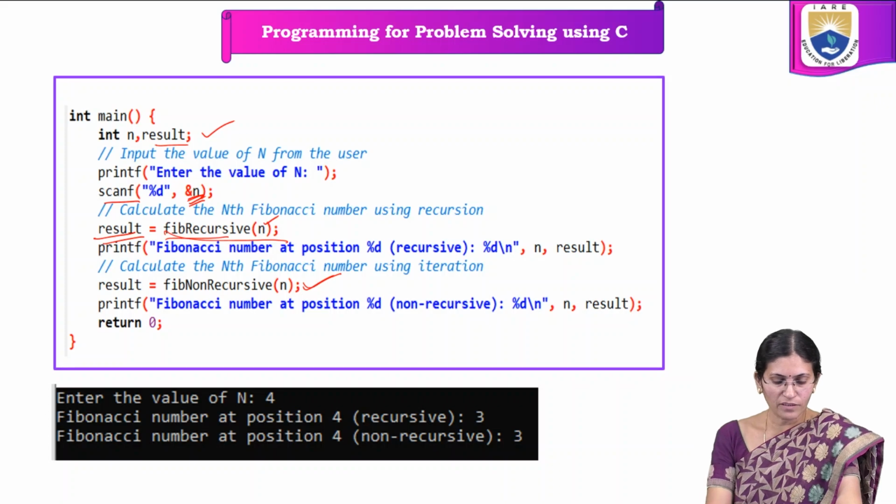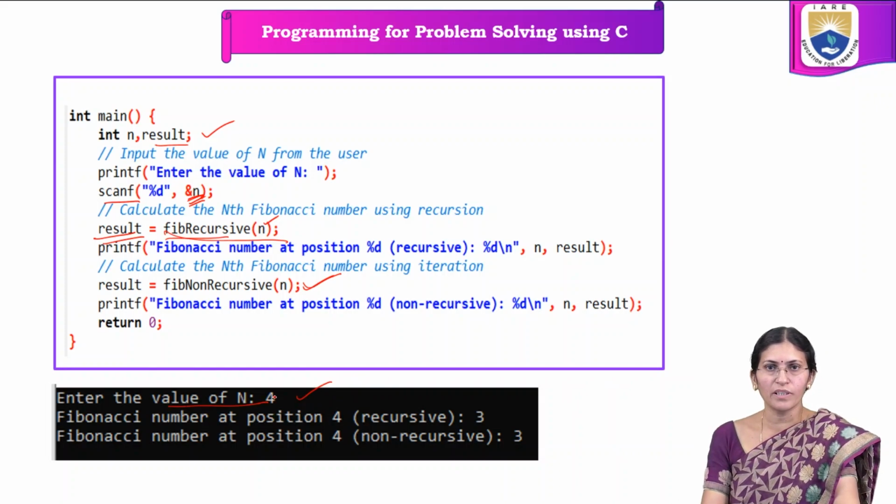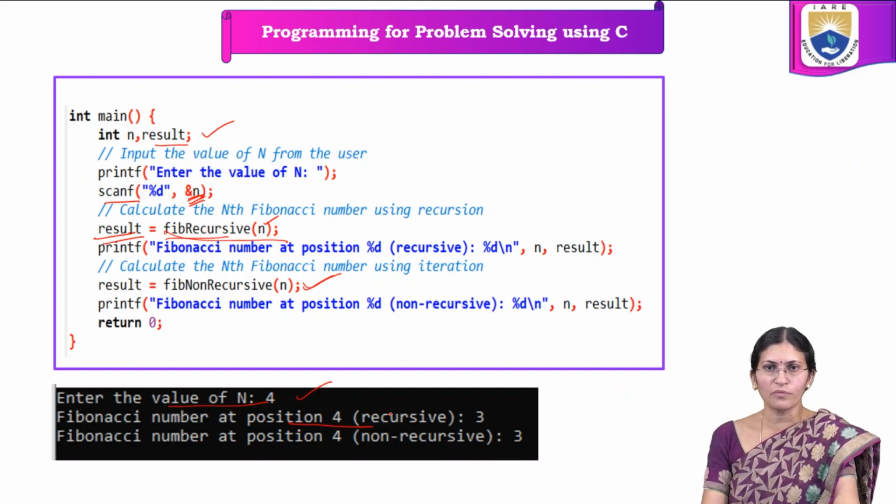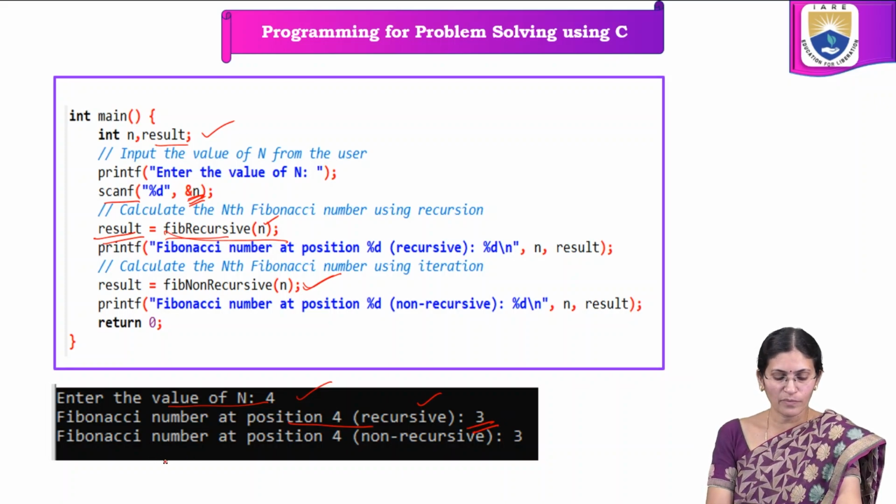Here when we execute this program, if the user is giving a value 4 for the value of n, then it displays the Fibonacci number at position 4 by using the recursive approach as 3. In the next line it will display the Fibonacci number at position 4, the same value, that is 3.